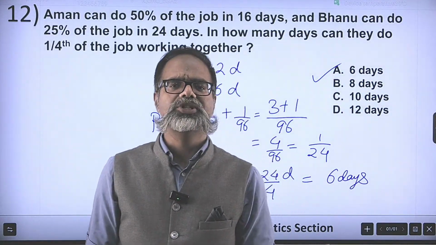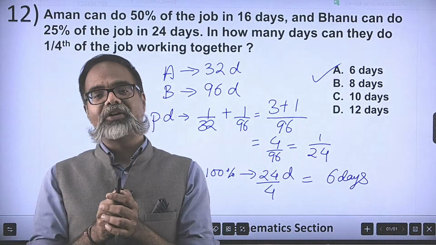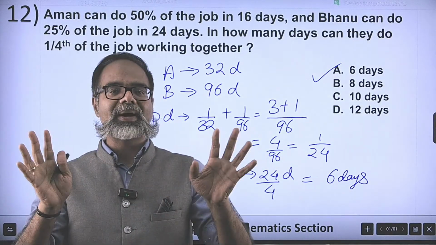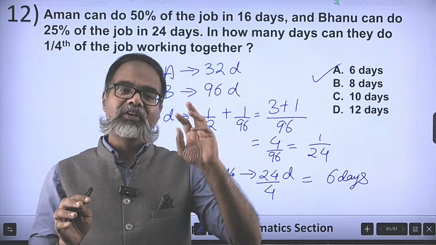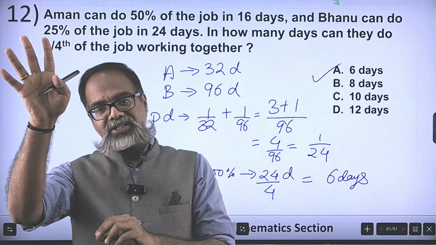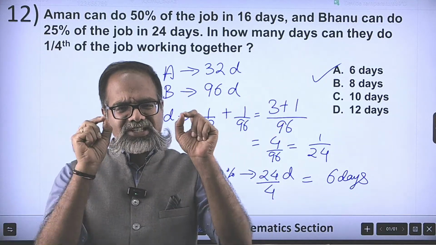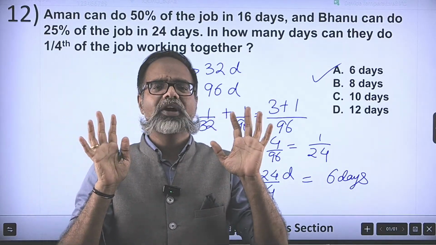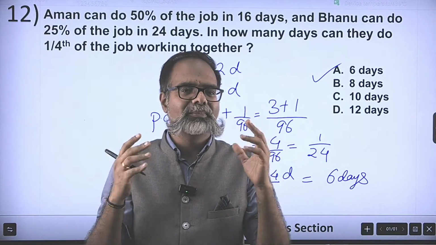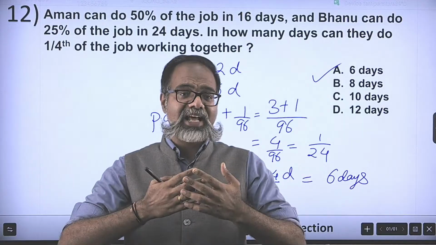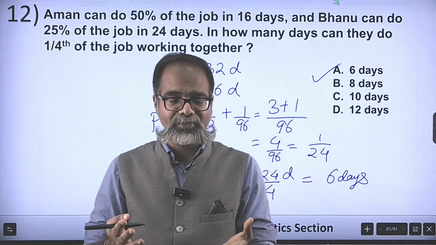That's an easy question. But it's not a straightforward question where the total work done is directly given: 50% of the job, 25% of the job, 1/4 of the job. So they've just introduced a little bit of extra calculation, but with such easy numbers, right? It's not even as if they are giving complex fractions or percentages.